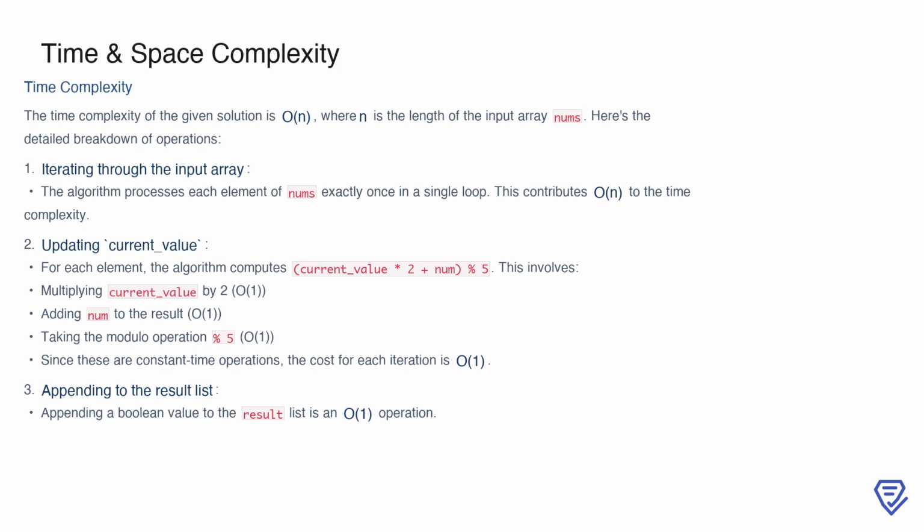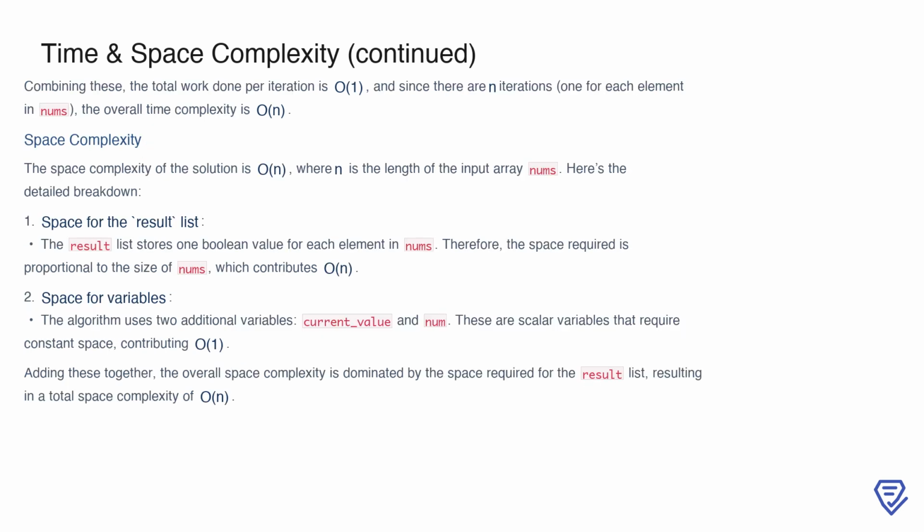For each iteration, the algorithm updates the current_value by performing a series of constant time operations, multiplying current_value by 2, adding the current element number, and taking the modulo operation with 5. Since all of these are O(1) operations, the cost per iteration is constant. Additionally, appending a Boolean value to the result list is also an O(1) operation. By summing this work across n iterations, the overall time complexity of the solution becomes O(n). Now, combining these observations, the total work done in each iteration remains O(1), and since there are n iterations, the total time complexity of the algorithm is O(n).